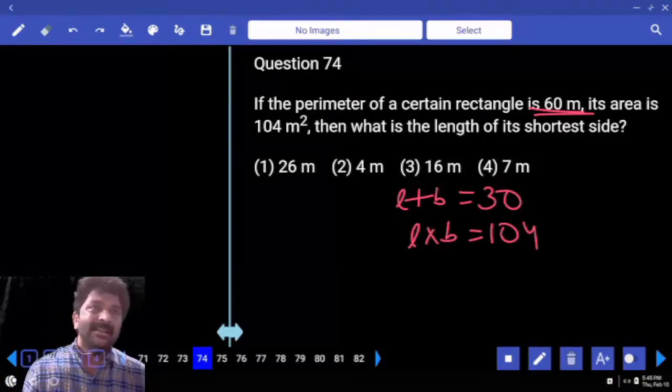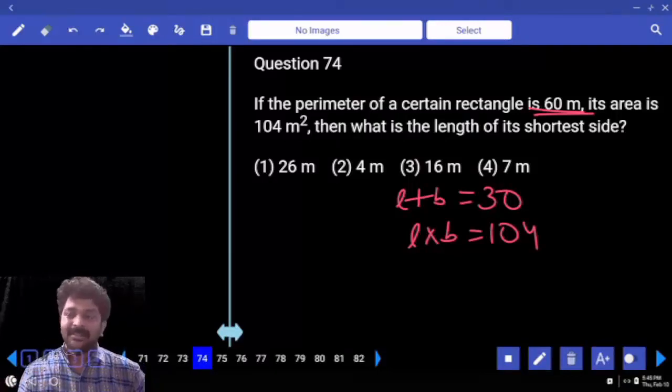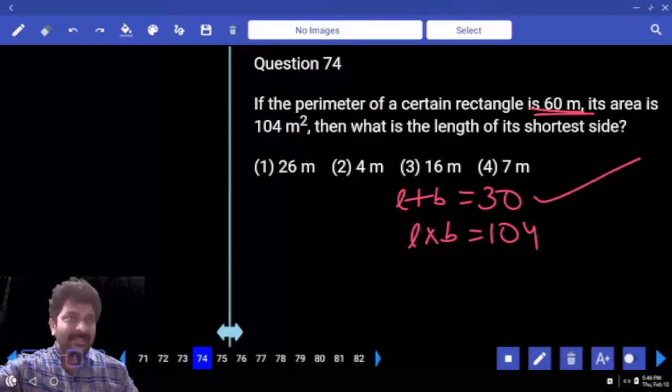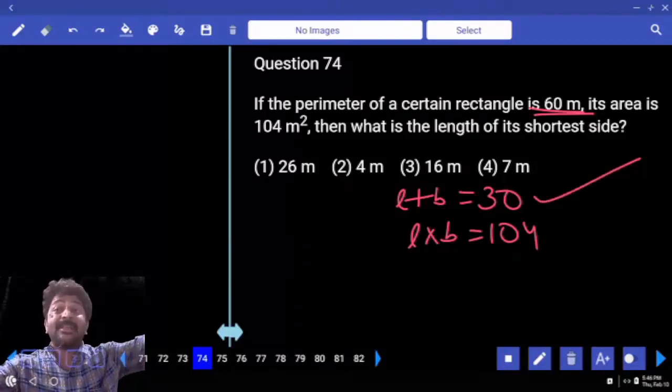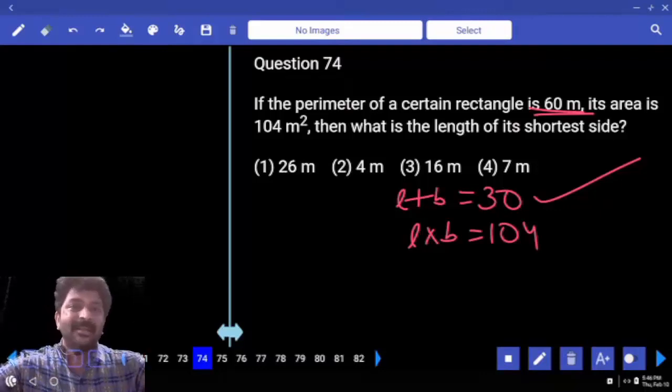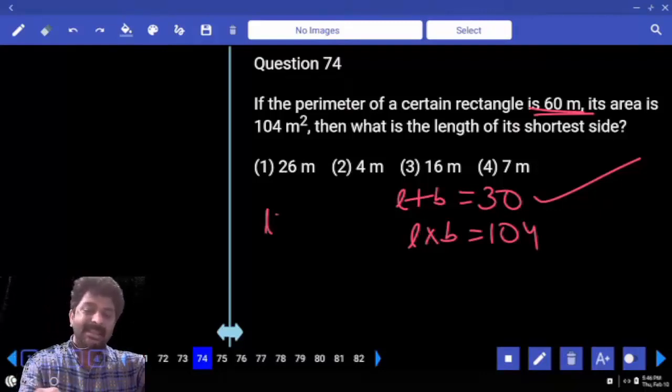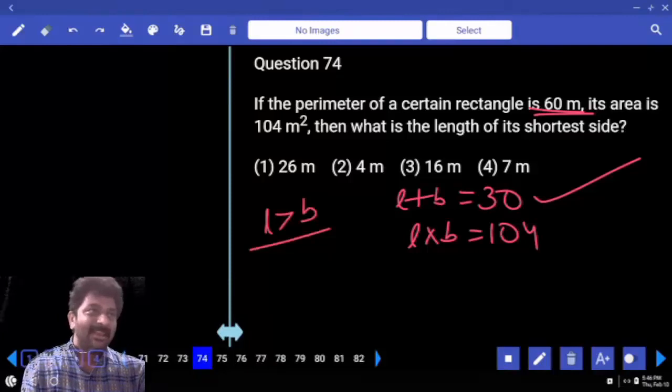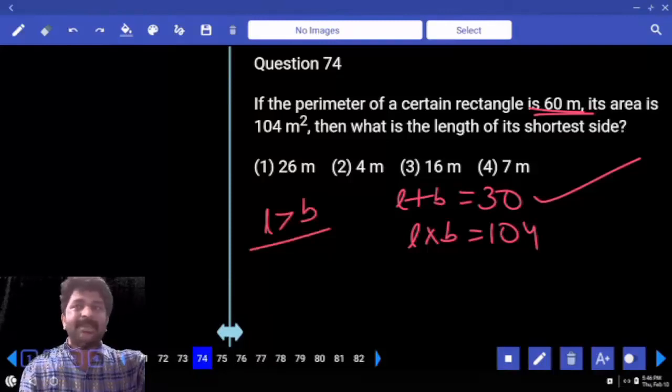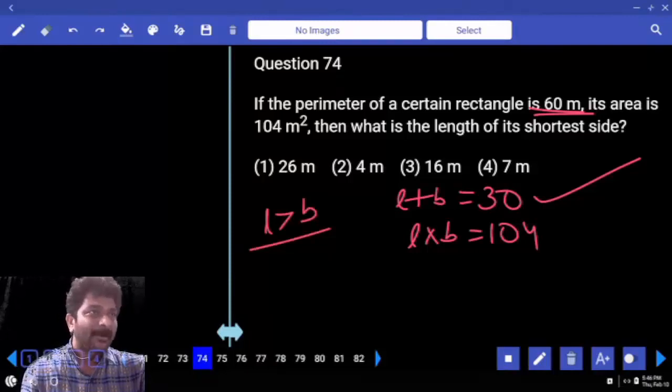In a rectangle, length is more than the breadth. Then if the sum of length and breadth is 30, length must be more than 15 and breadth must be less than 15. If L is greater than B, L value must be more than 15 and breadth must be less than 15. With that logic, we can directly eliminate the first option and third option. Let's see if it is the fourth option or not.